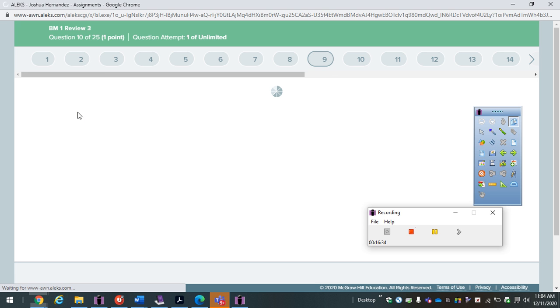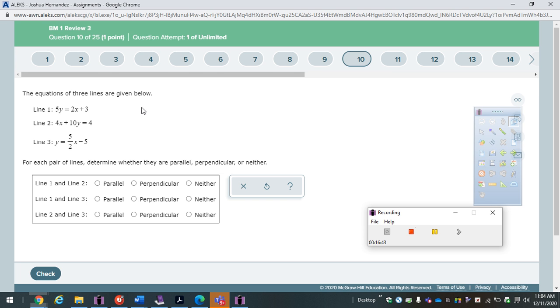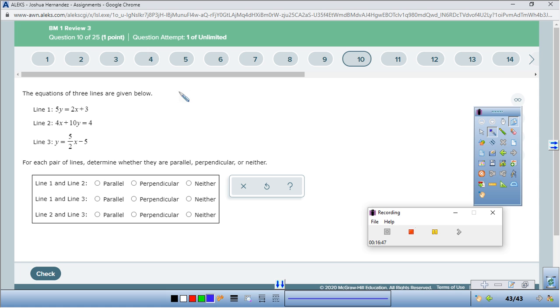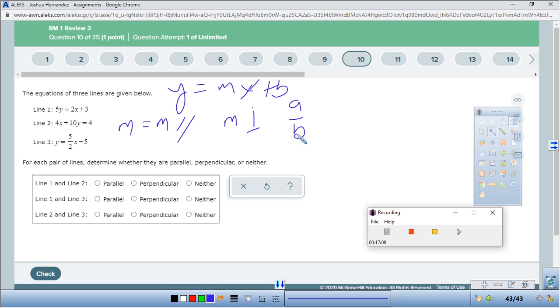This one right here, for each of these guys, you're going to have to solve them for y. Put them on y equals. You want to put it where y equals in these situations. Okay, you want to have it where y is equal in each one of these, and then mx plus b. The m's have to be equal to each other for them to be parallel. The m's have to be perpendicular. They have to be where one is a over b, and the other one is its negative reciprocal.